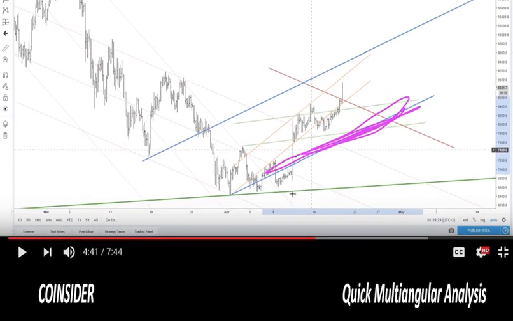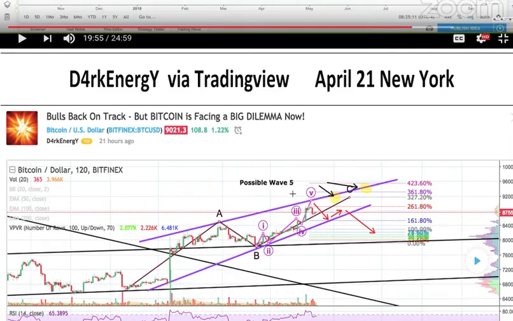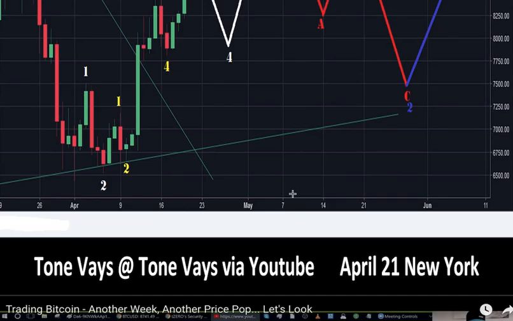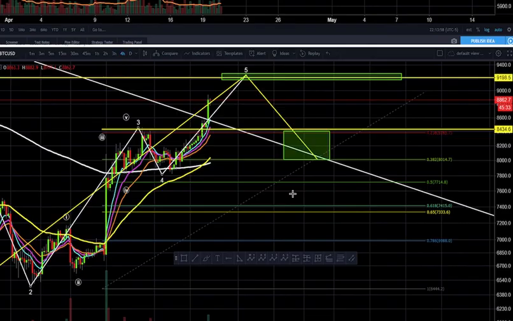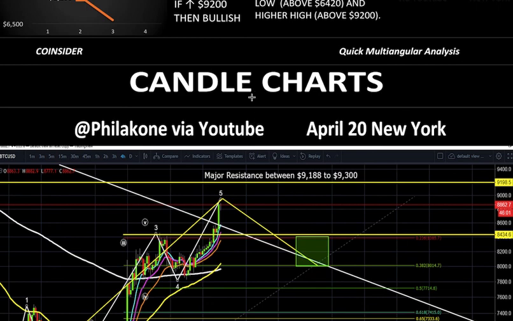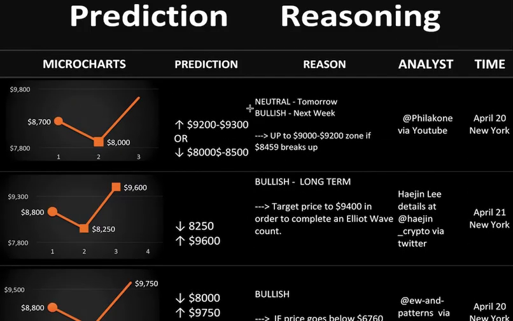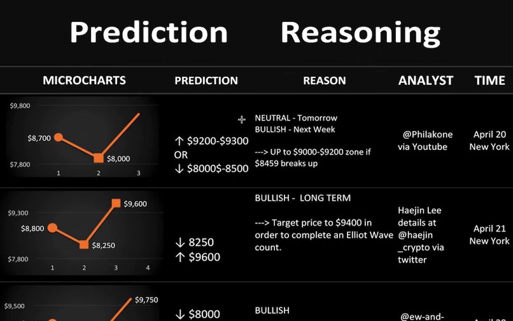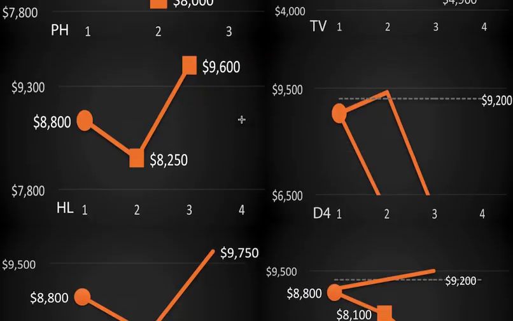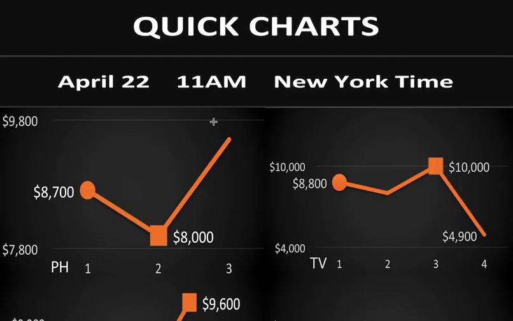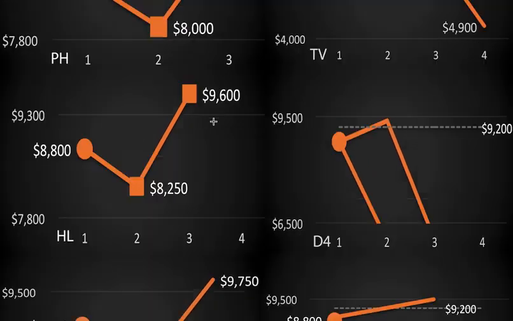So that's it for Coinsider today. It's April 22nd. We went over 3 different sections. We went over the candle charts, which are the last section right here. We went over prediction reasoning. Please feel free to get into the charts on Steemit, and also the basic charts right here, the small little micro charts.